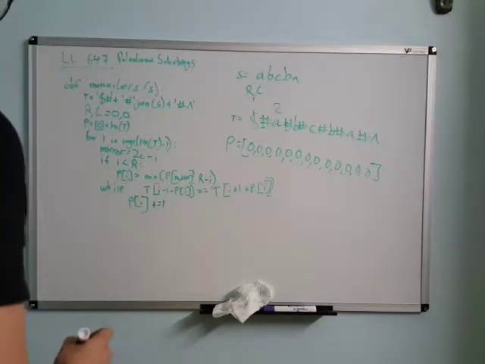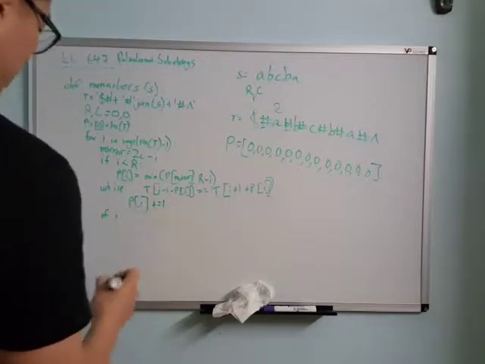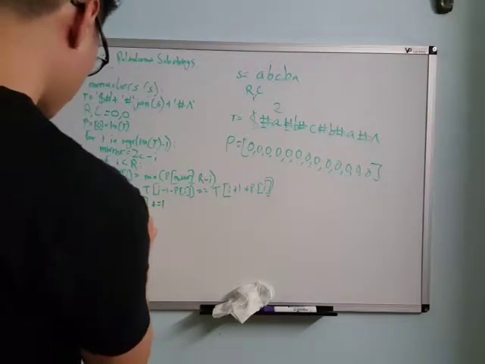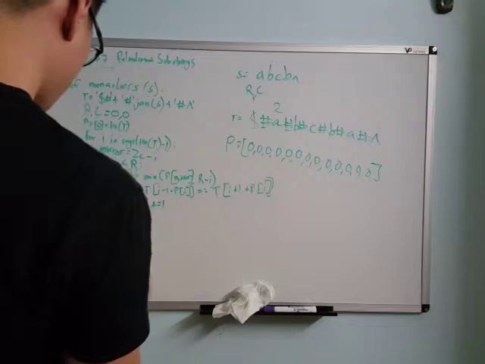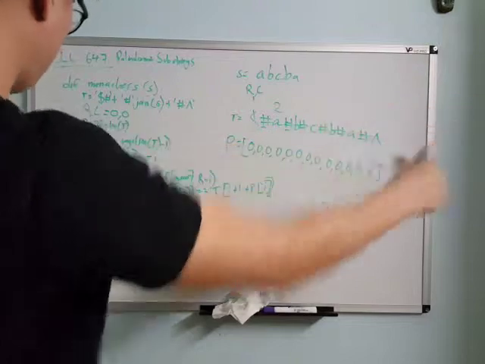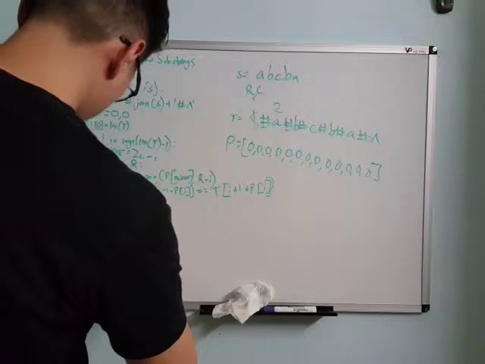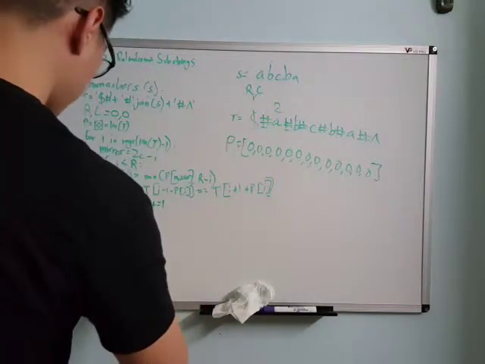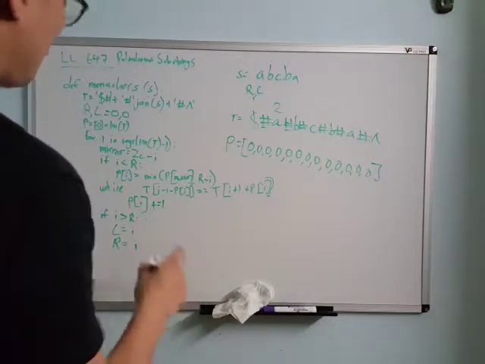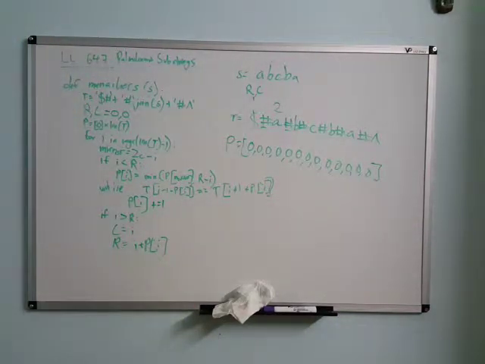And then at the end, what we need to do is if our I is greater than r, if our index has passed our right border, then we need to update our center to be equal to I, and then we need to move our right equals I, not just I, but I plus P of I. So why are we doing P of I?